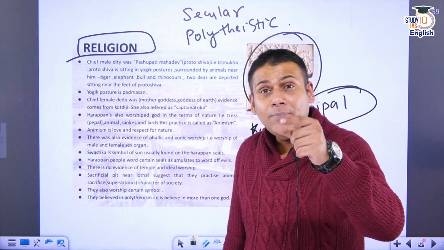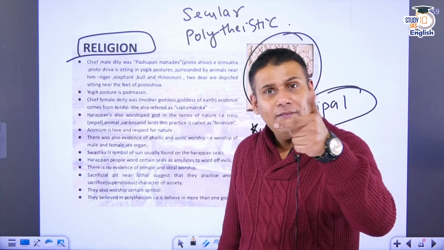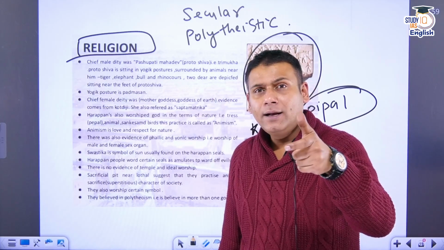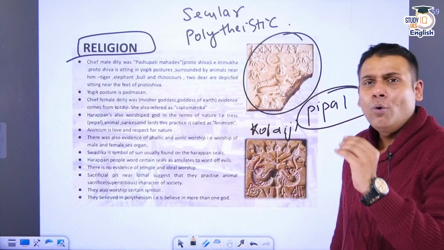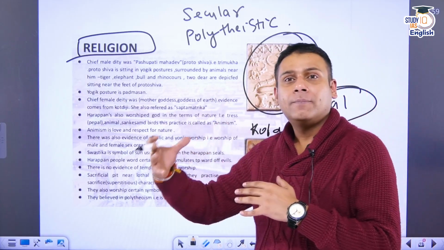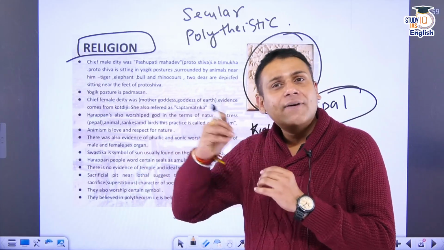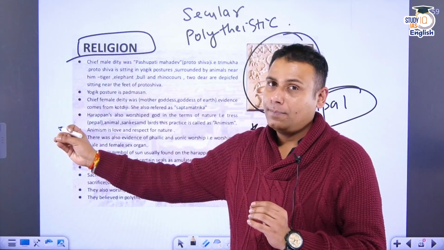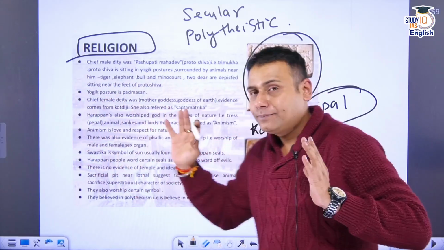Seals were sometimes used as amulets, in Hindi called tabiz. Correct? So there is no single practice that was dominant. Hence, the Indus Valley religion to an extent was secular as well as polytheistic. Got it?